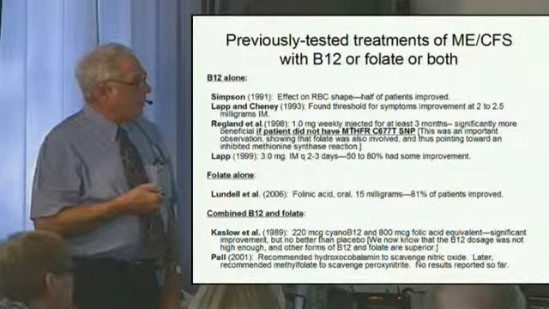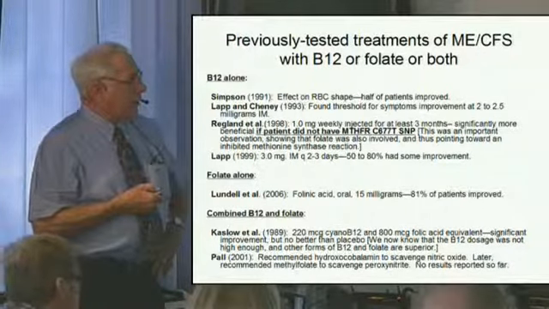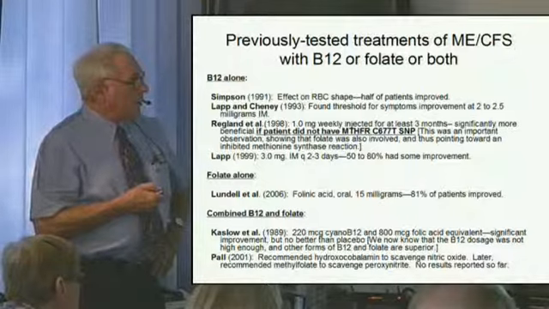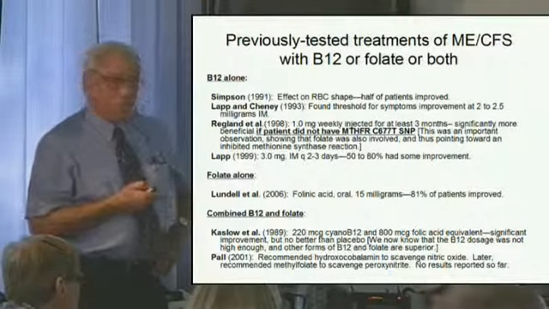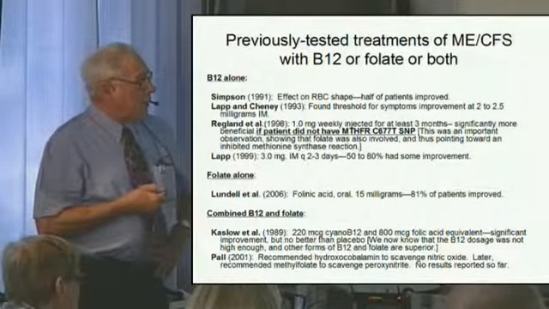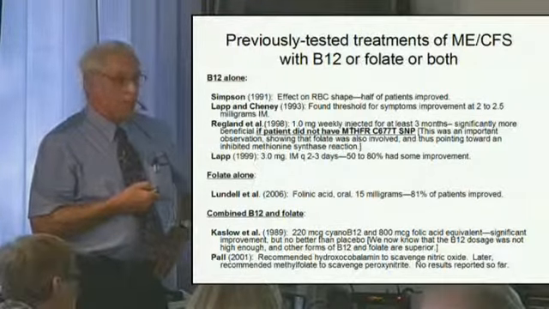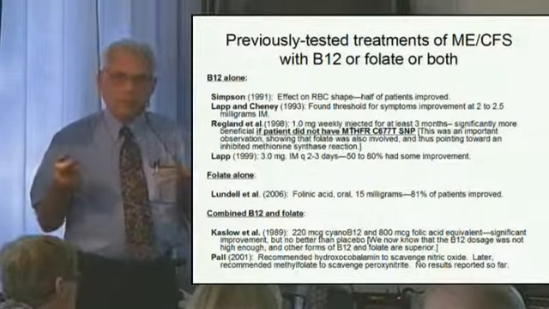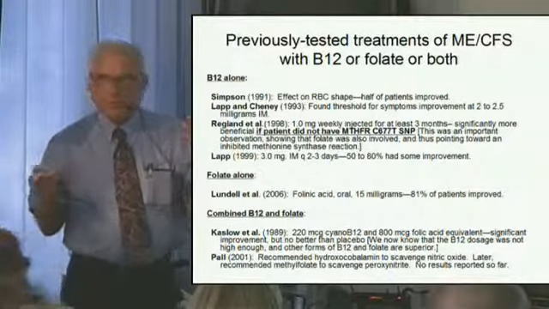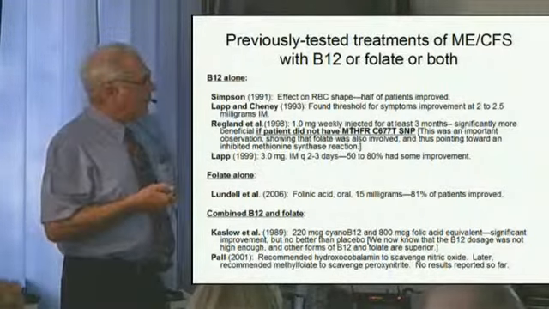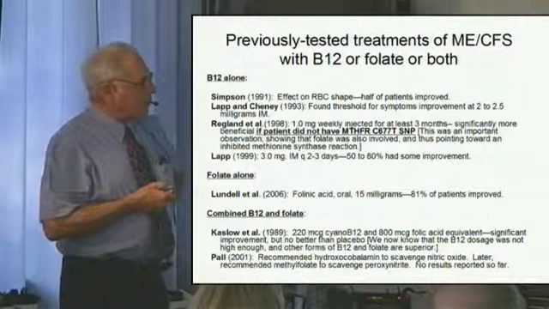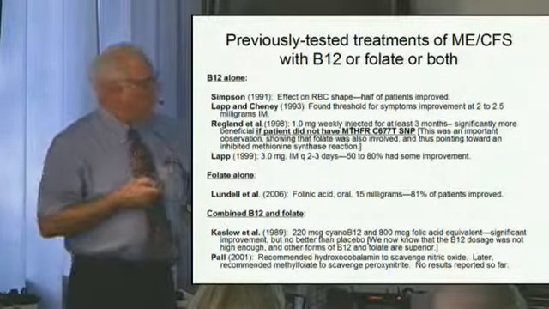Well, then Charles Lapp and Paul Cheney in '93 got the idea that maybe they should give high-dose B12. So they kept bringing it up, and they found that a dose between 2 and 2.5 milligrams, which is very high compared to the RDA for B12, which is a few micrograms in people, they saw symptom improvement if they went that high.